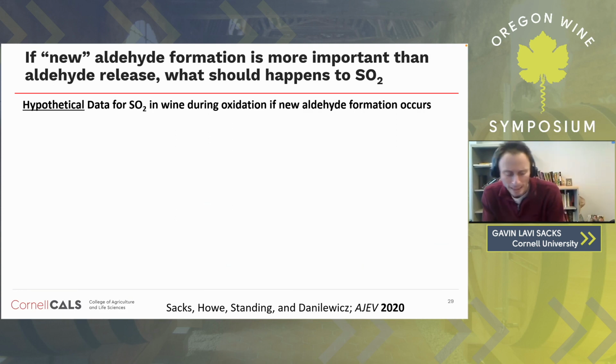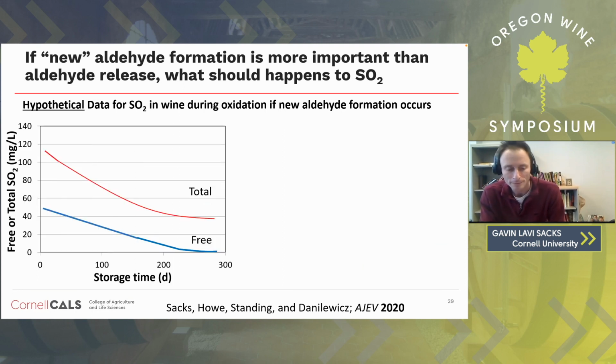So what would happen if we had wines where we're making new aldehydes? This is not real data, this is hypothetical data. What I expect to see is something like this. You start with a wine with high free SO2 and high total SO2, and both get consumed, and eventually they both plateau. Free SO2 plateaus because you're at zero. Total SO2 should plateau because eventually you start making new aldehydes, and all that's left is going to be these strongly bound aldehyde SO2 complexes, especially acetaldehyde bound SO2.